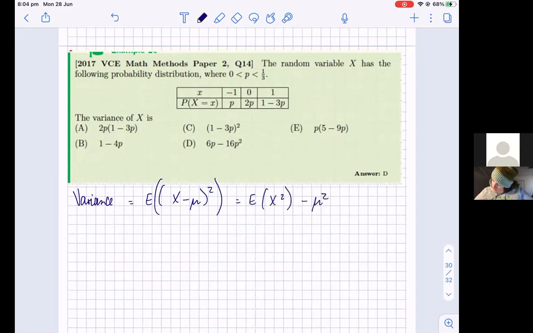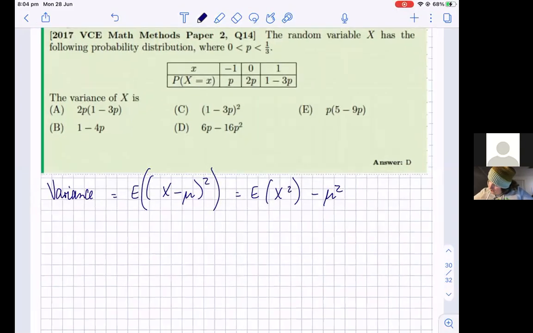Okay, so let's figure out the mean. We've got -1 times p plus 0 times 2p plus 1 times 1 take 3p. So it's -p plus 1 take 3p. So it's 1 take 4p.